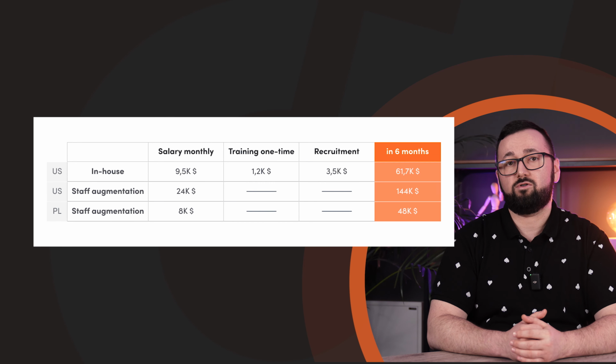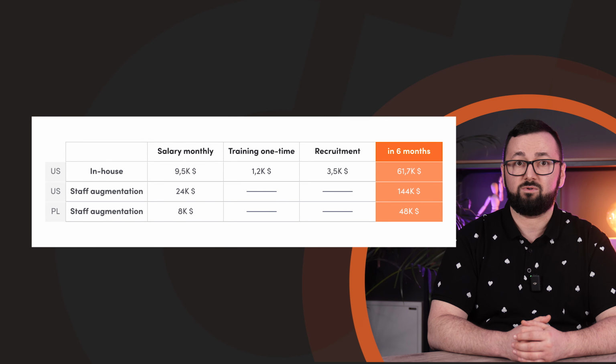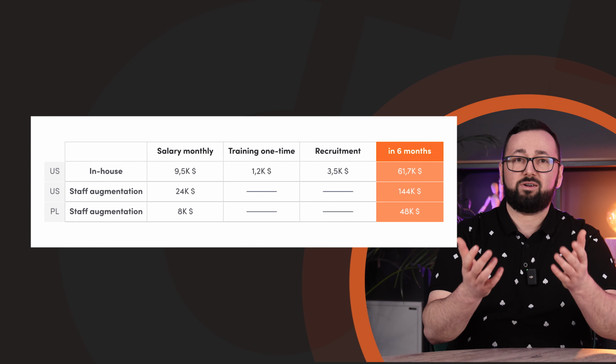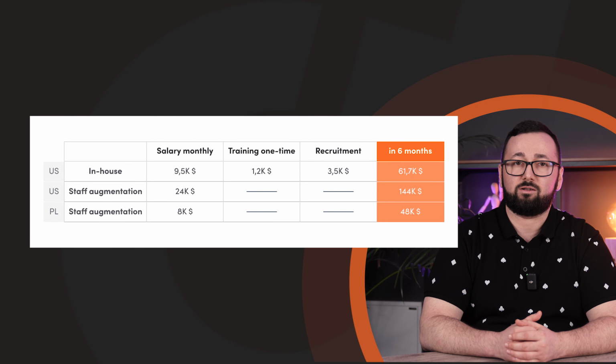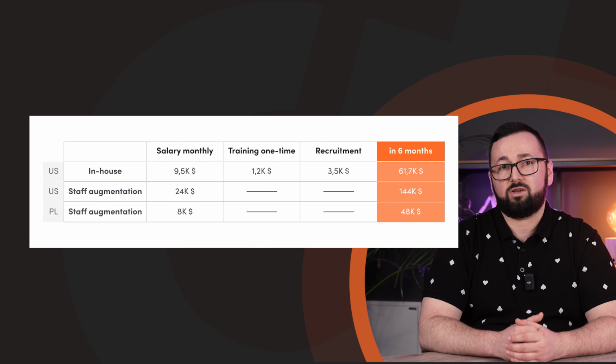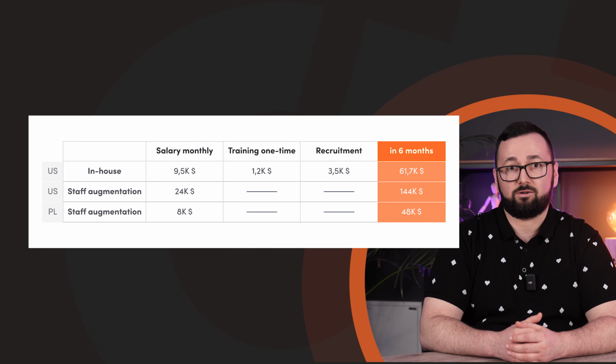However, if you go with staff augmentation in the USA, the average price for a single developer is $24,000 a month, which gives you $144,000 in half a year. Compared to staff augmentation in Poland, where a developer costs around $8,000 a month, you skip the management and training costs, which in 6 months gives you only $48,000.